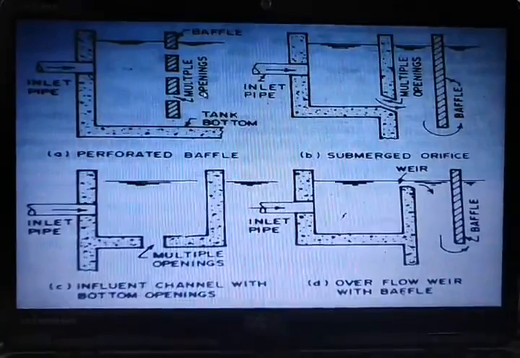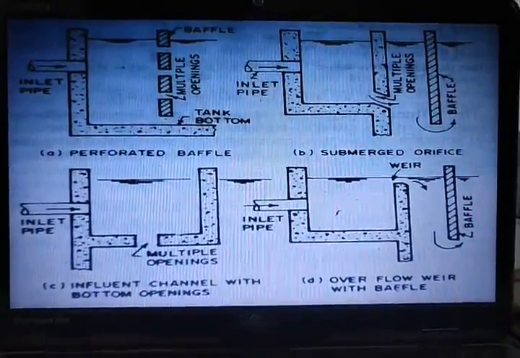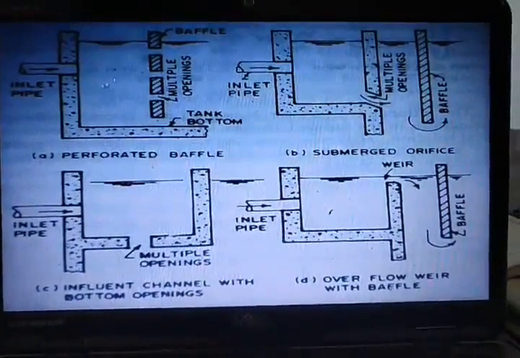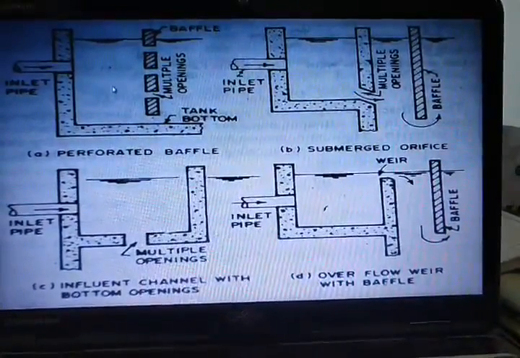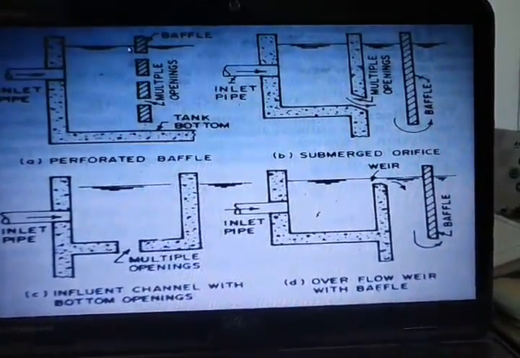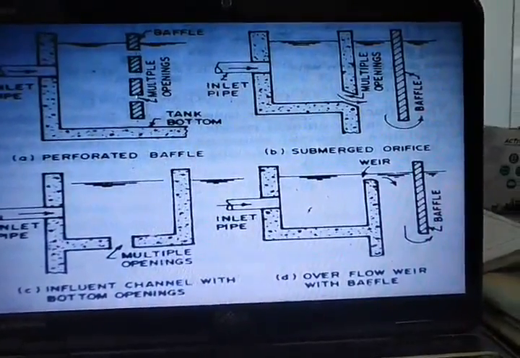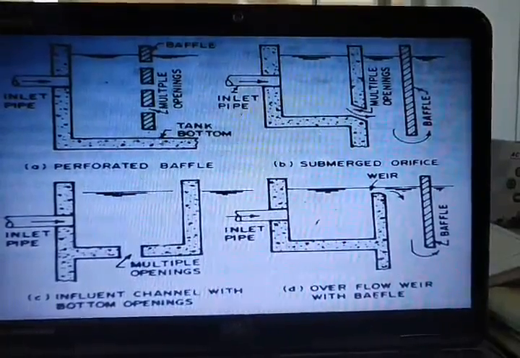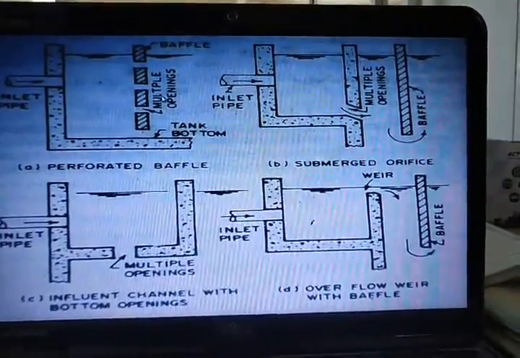Okay, so it could be a rectangular one or a circular one. So this is the first one. It is called a perforated baffle type. As soon as the water enters from the inlet pipe here, the water enters this kind of stilling chamber. Then the water will enter slowly from these multiple openings. Okay, and this baffle wall is provided to reduce the velocity of the flow, and this is the tank bottom. Then water enters slowly from these multiple openings.